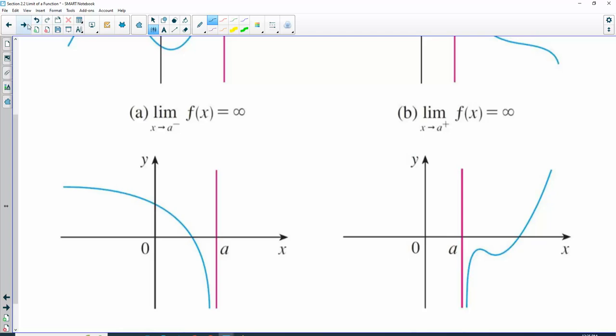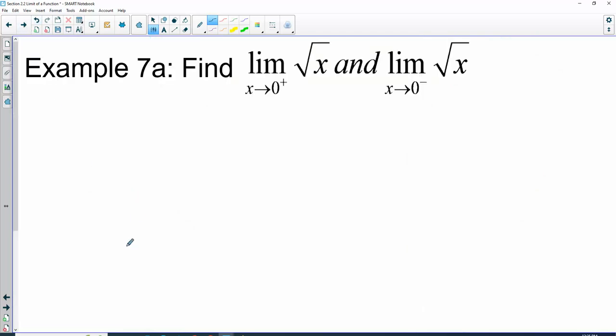So let's try a couple. You think pass? I didn't. I wanted to.